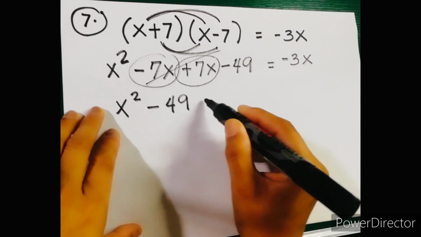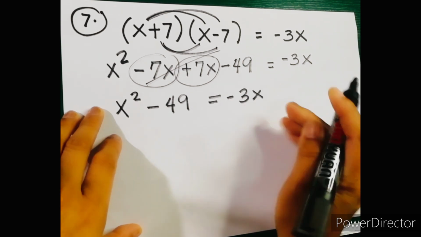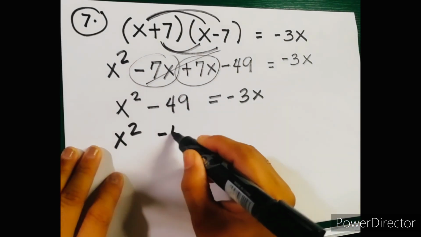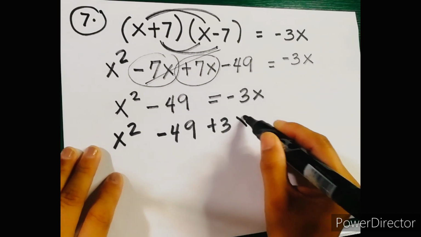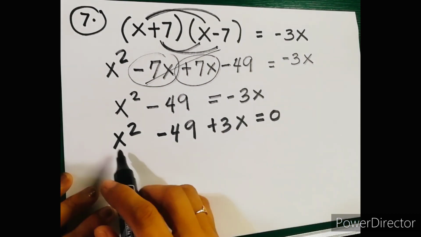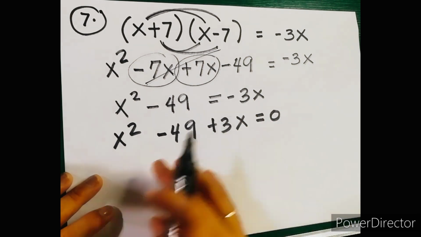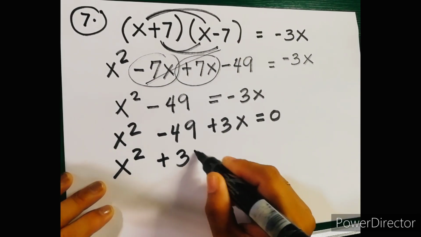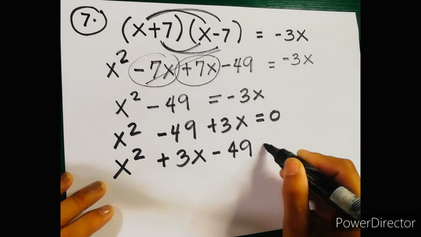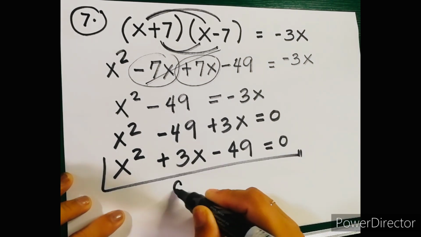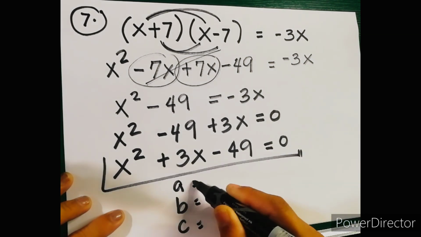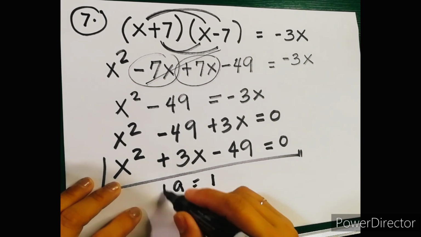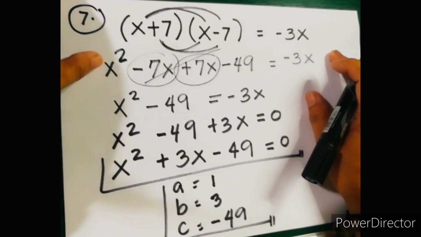So we will rewrite the equation, and apply the subtraction and addition property of equality. So x squared minus 49 plus 3x equals 0. This is not yet your standard form, so we will arrange the terms into standard form. Okay, so now what are the values of your A, B, and C? A is 1, B is 3, and C is negative 49.